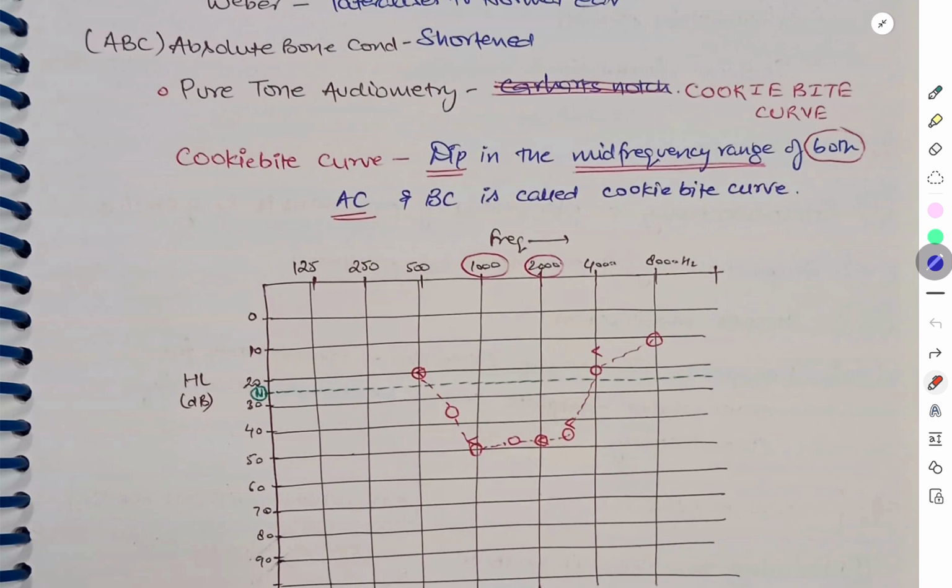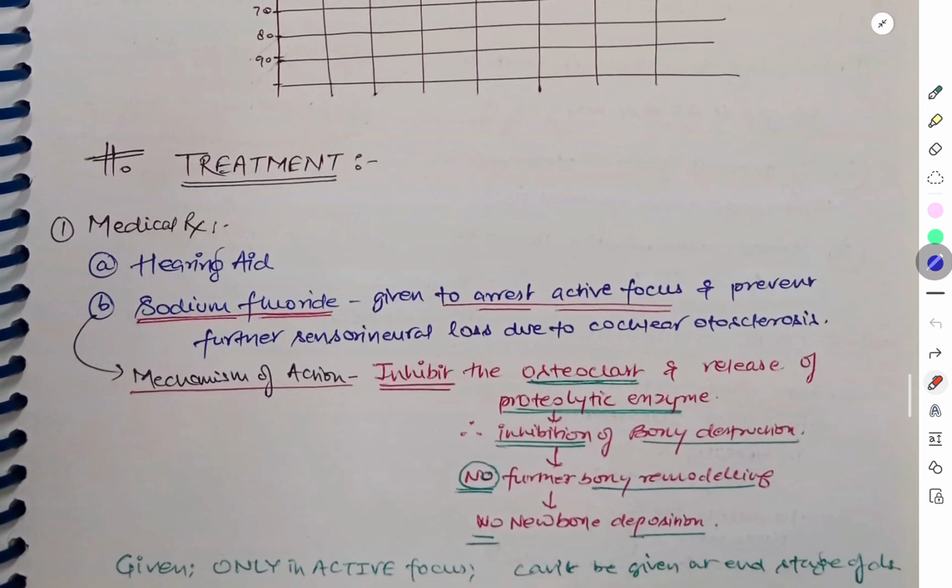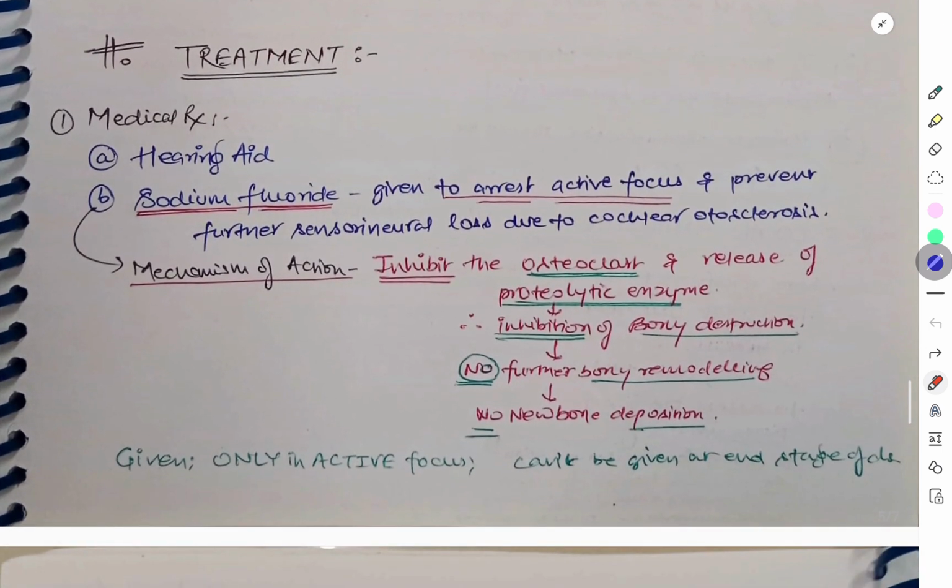Coming to the treatment, medical treatment, we have hearing aids. Then we have sodium fluoride. What is the work of sodium fluoride? It has to be given in the active phase only. Sodium fluoride is given to arrest the active focus and to prevent further sensorineural hearing loss in cochlear otosclerosis. So what is the mechanism?